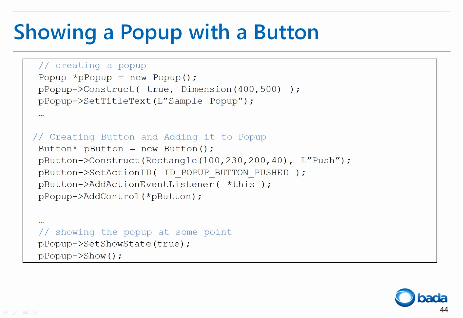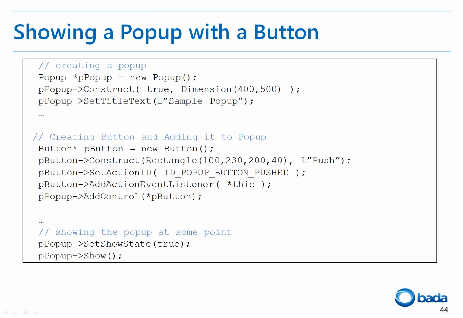Let's have a look at an example of creating a pop-up. First, create a pop-up in the heap and construct it by specifying the size. Then, set the pop-up title and create a button called Push. Assign an ID and an event listener to the button, and add the button to the pop-up. This completes the general pop-up creation procedures.